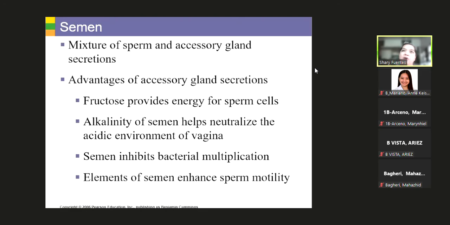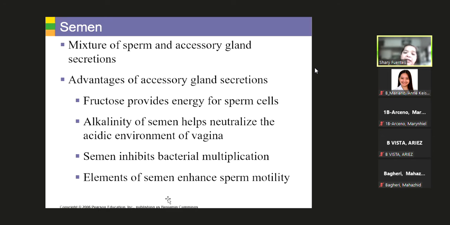So how acidic is the environment that will make the sperm slow in movement, sluggish? If they have a pH of below 6, sluggish, mabagal na silang kumilos. Kaya kailangan talaga ma-neutralize. That's why the initial secretions coming from the bulbourethral gland also help neutralize the acidic environment of the vagina. Okay?